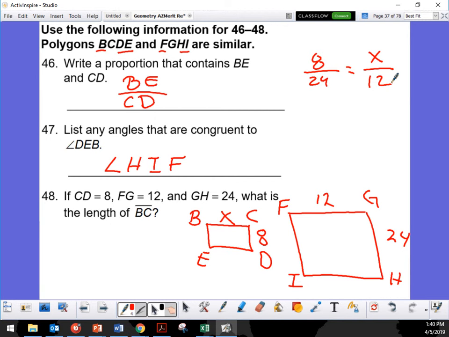It's just 4. Okay. I said it was 4. So we have 96 equals 24x. I said it has to be 4.